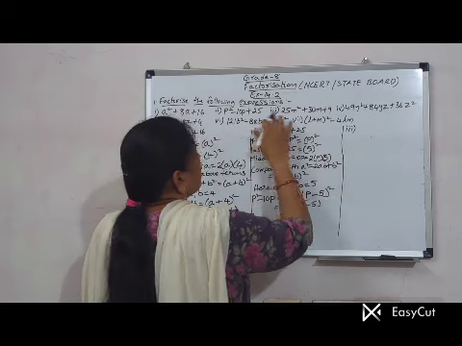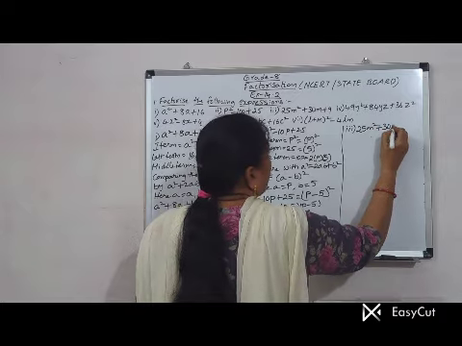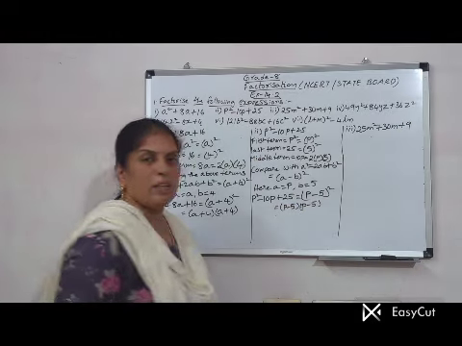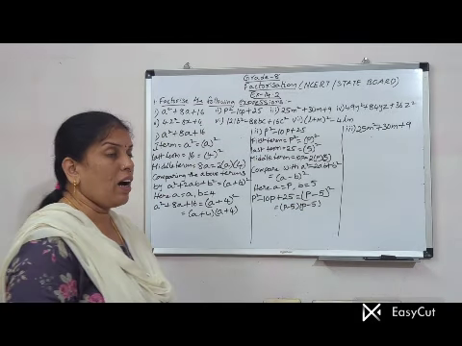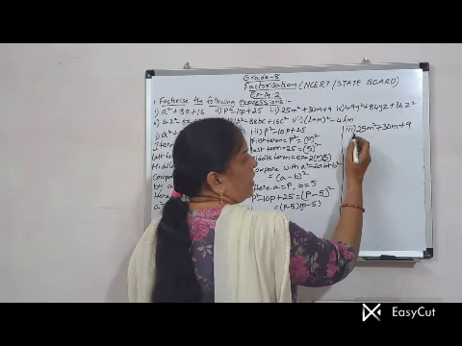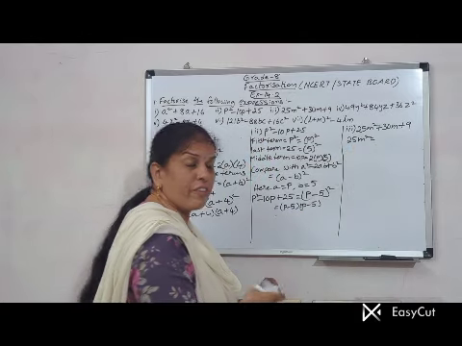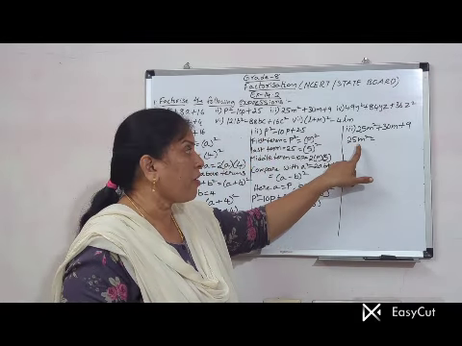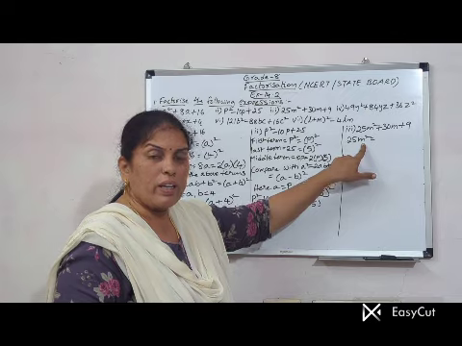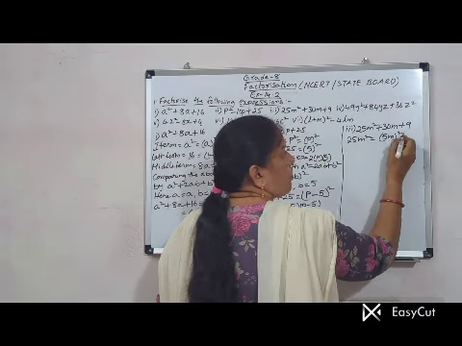Third one. 25 m square plus 30 m plus 9. This is the third question. Now, see here, in the first two questions I wrote so many steps. In the next question, no need to write all those steps. You must compare. First term, 25 m square, what is the square root of 25? Square root of 25 is 5. What is the square root of m square? M. So you can write this one as 5m whole square.